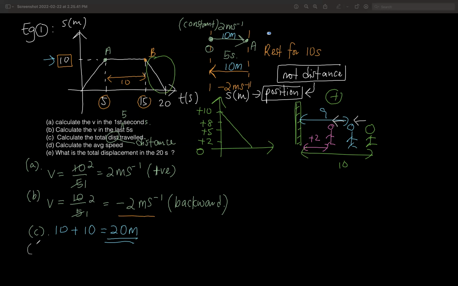Okay. D. Calculate the average speed. Okay. Average speed is something that is always asked. Always. Okay. In your test, definitely it will come up. Okay. So average speed, how do you find it? Same thing. Average speed is just total distance divided by total time. Okay. Then you get 20 divided by 20, 1 meter per second. Okay, total distance are not displacement. That's why we use 20, not 10.